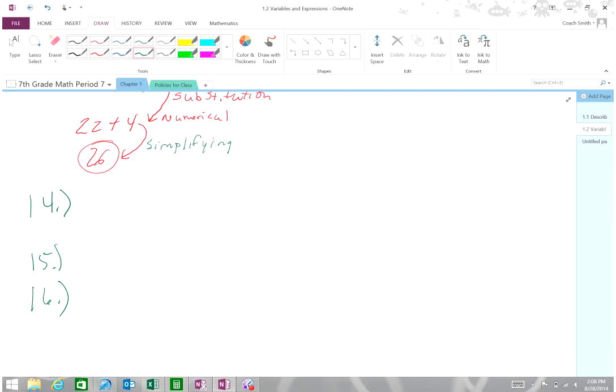Now, you must write the original problem. So on number 14, how you're going to write the original problem is you're just going to say x plus 14 when x equals 8. That's how you would write the original problem. Then you're going to show me plugging in the value for x, and then you're going to show me what the simplified answer is.